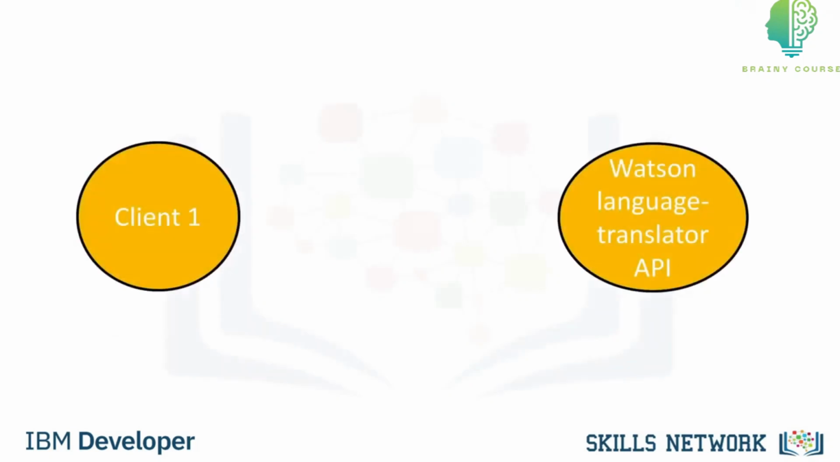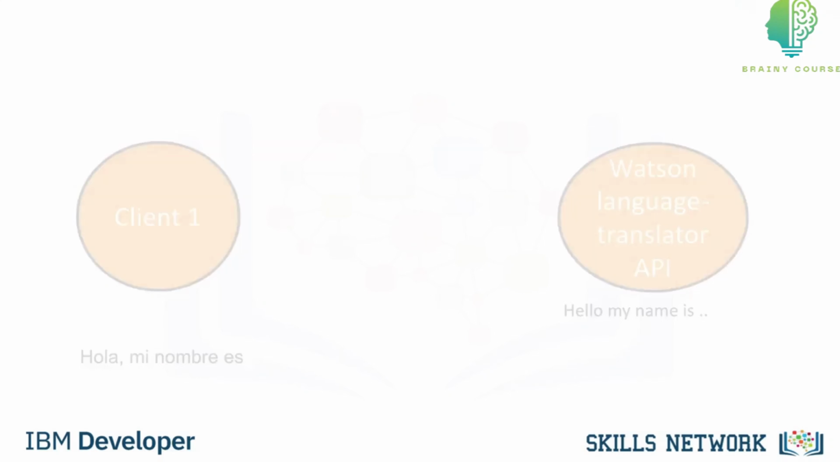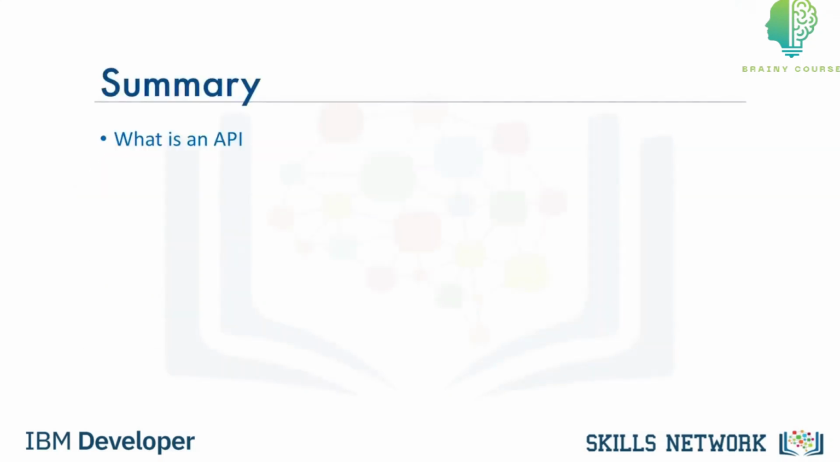The Watson Language Translator API provides another example. You send the text you would like to translate into the API. The API translates the text and sends the translation back to you. In this case, we translate English to Spanish. In this video, we've discussed what an API is, API libraries, REST APIs, including request and response.